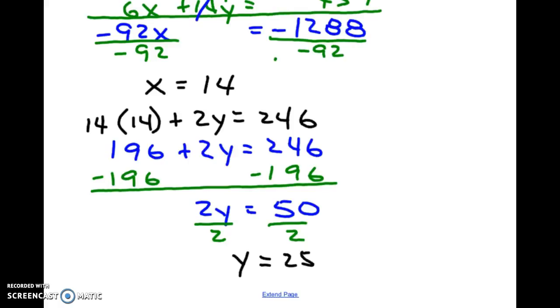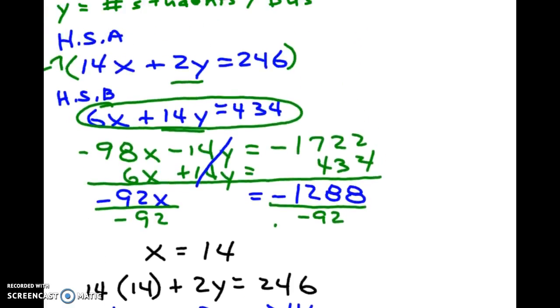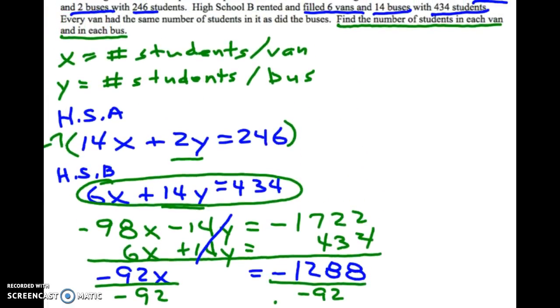So going back up to make sure that we at least get our numbers in the right spot. We know that x, the number of students per van, is going to be 14, and that there were 25 people per bus.